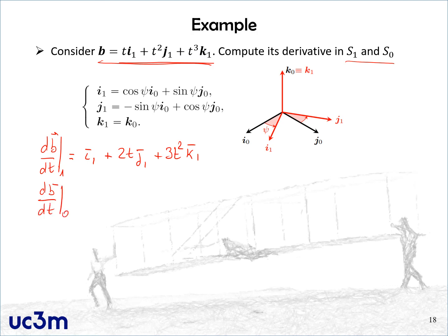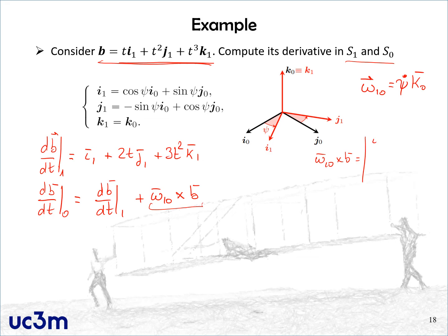So in this case, this is a simple rotation. As we saw, the angular velocity vector is just psi dot k0, okay? So using the Coriolis theorem, we can write this derivative as the derivative in 1 plus omega 1 0 cross b. Okay, so hopefully we can compute this in a relatively straightforward way. So let me compute this on the margin.